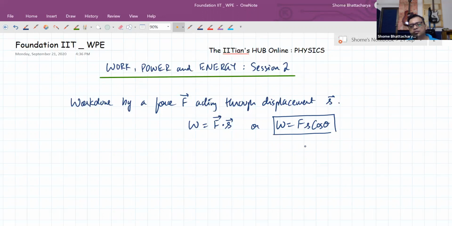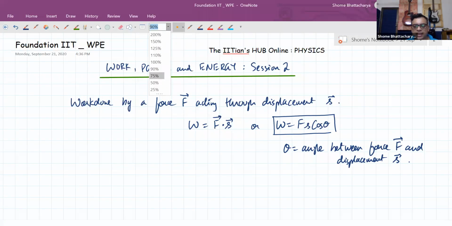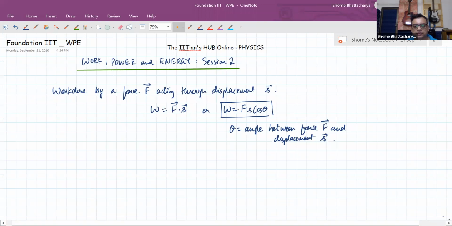where theta is the angle between the force F and the displacement S. So before we move on to energy and power and all that, let's discuss few important properties of this concept, or few important properties related to the application of this concept. Okay, so let's come to that.